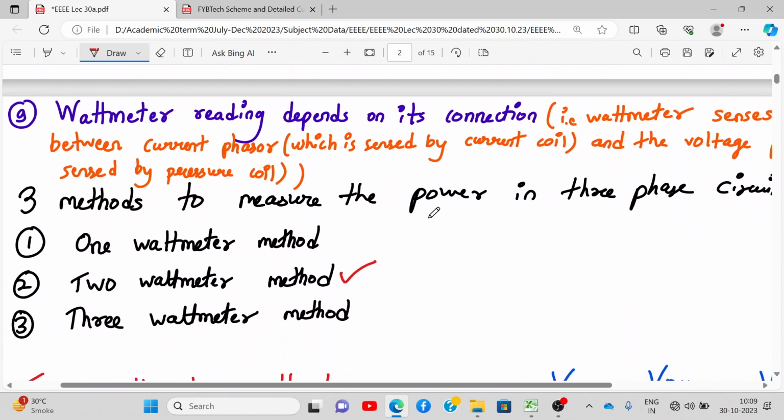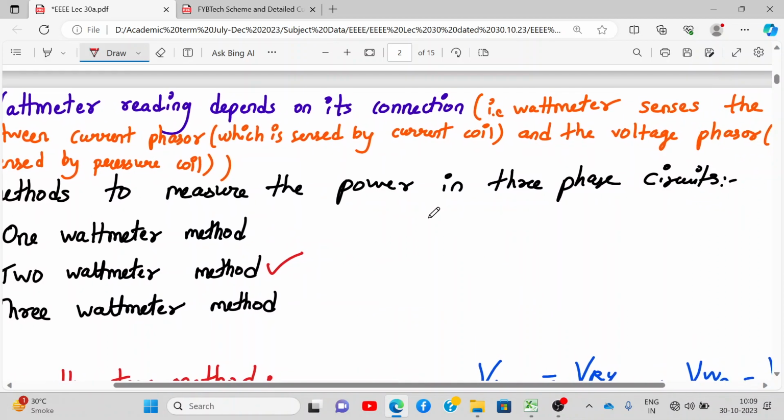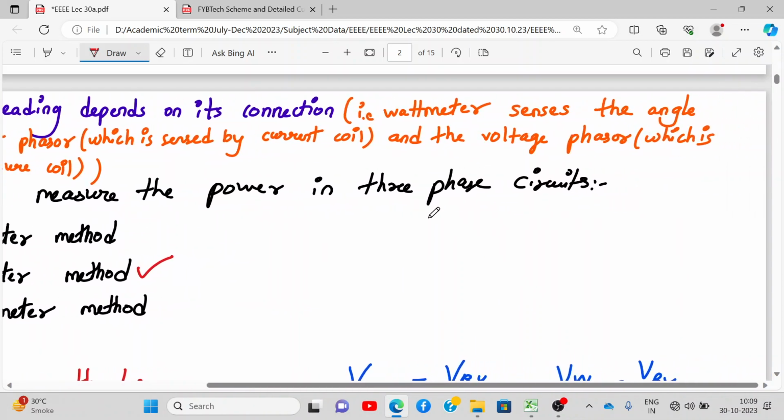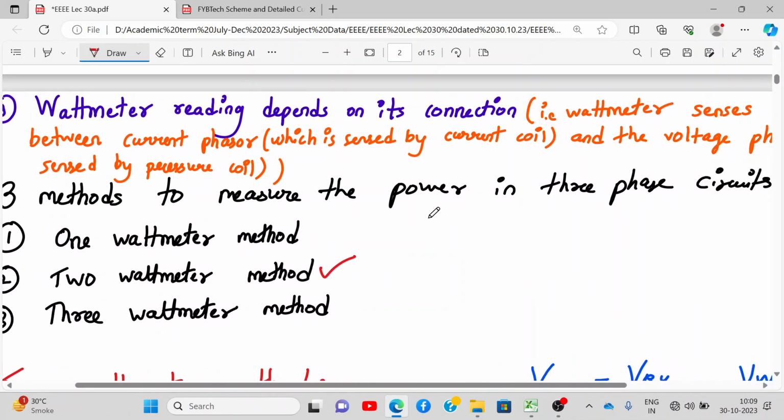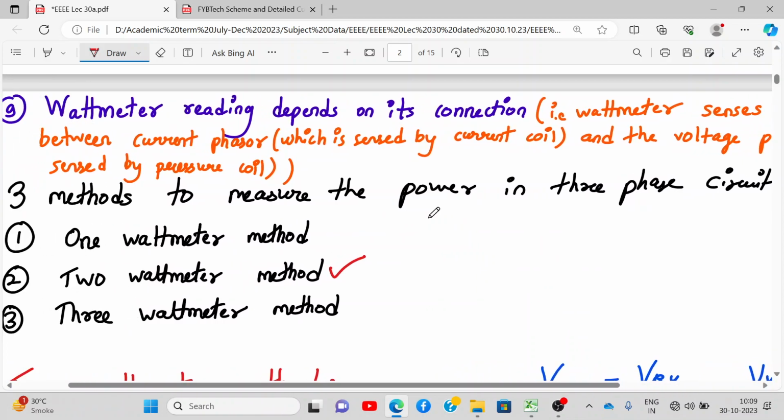Don't write this. Wattmeter reading depends upon its connection. So that means wattmeter senses the angle between the current phasor and the voltage phasor. Meaning it not only measures voltage and current, it also measures the phase difference between them. And what is the phase difference between current and voltage? Cos phi. So basically wattmeter measures VI cos phi. Are you getting it? The phase difference between the resultant voltage and resultant current it also measures.